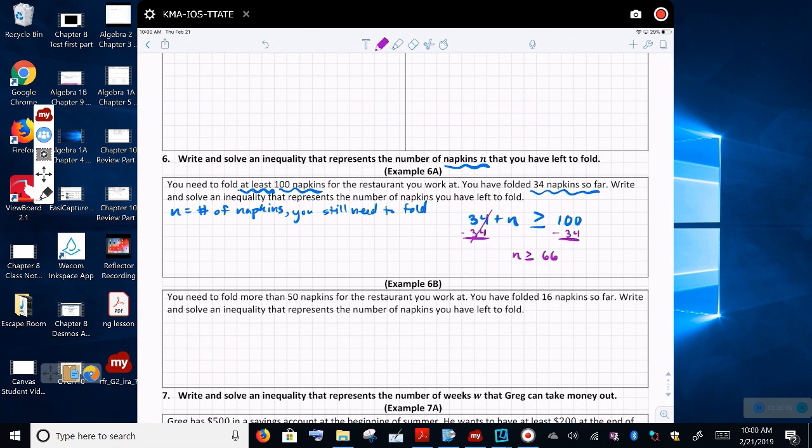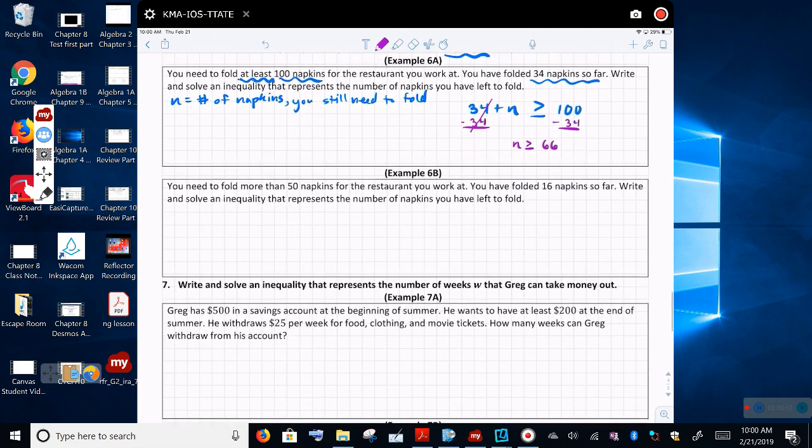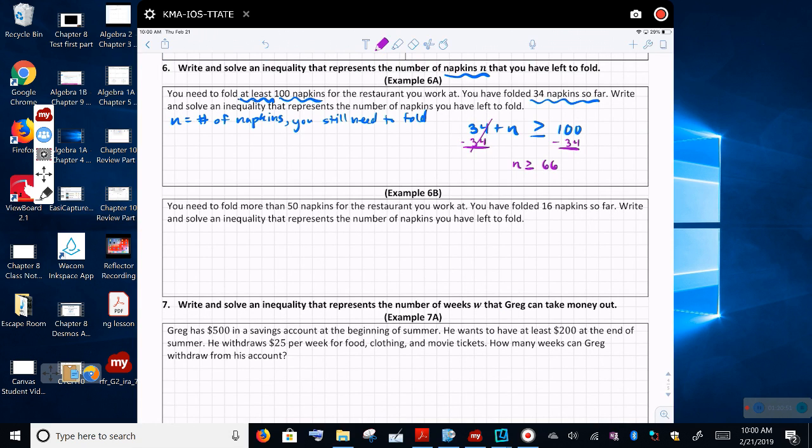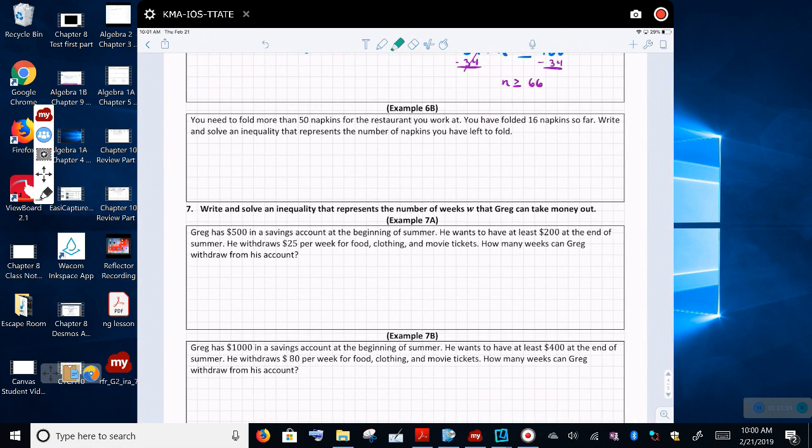Okay, that's it. Alright, so let's try something different. So the scenarios may be slightly different on the actual test, but we're doing something similar, okay? I don't think it's a napkin problem, but we just have to break it up into the parts. Maybe the key thing you have to look for is the at least, alright? And then identify the other two parts. For us, it was the 100 napkins, and then the 34 napkins so far, okay? Let's check out 7.